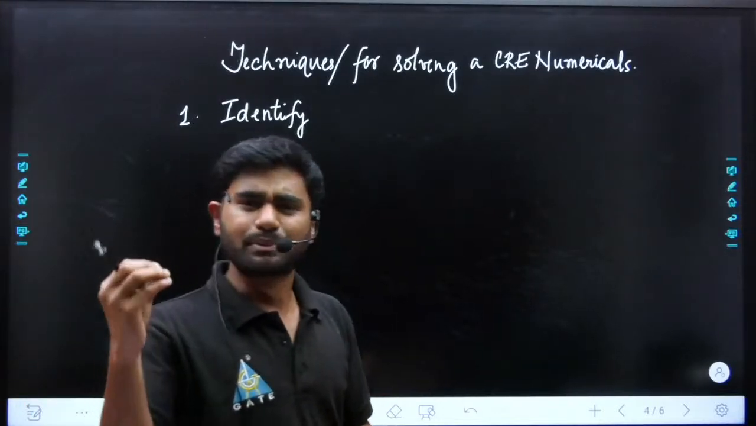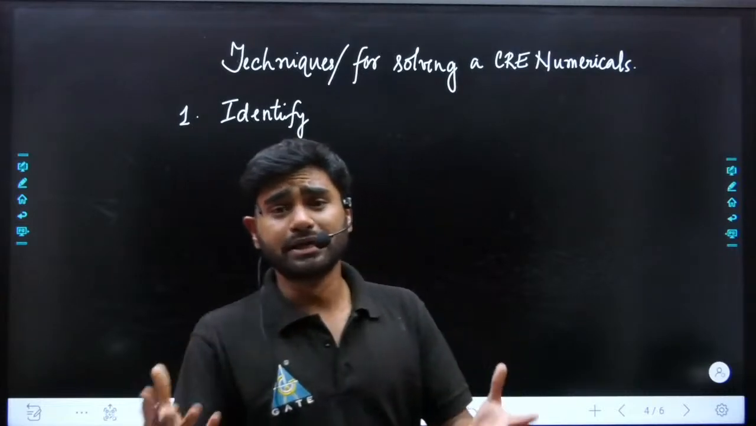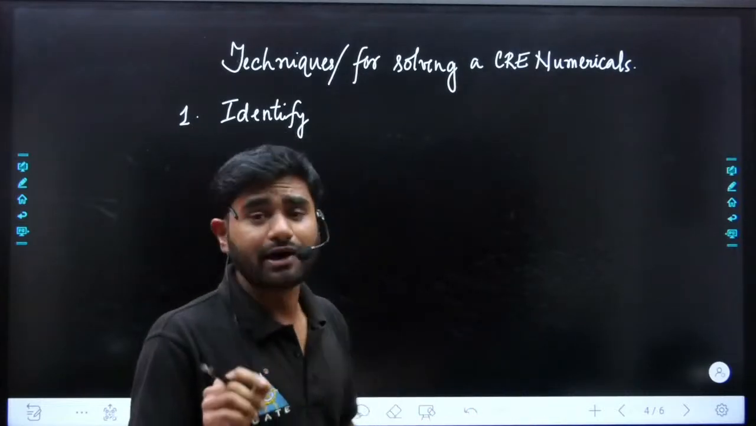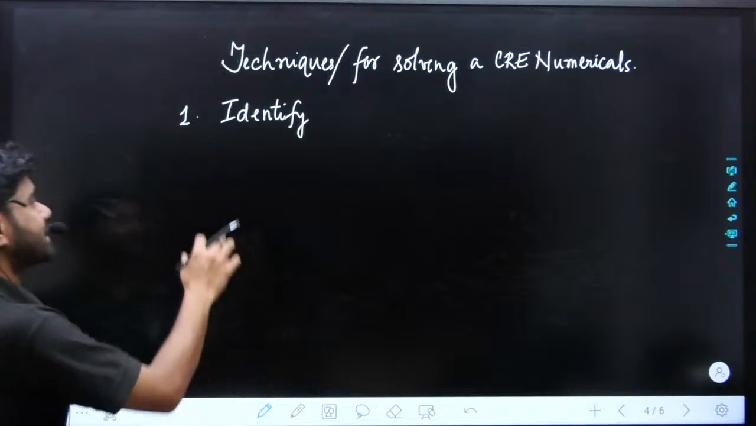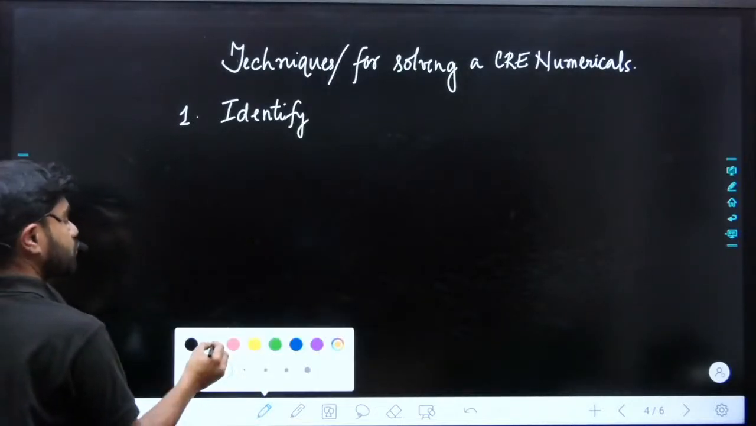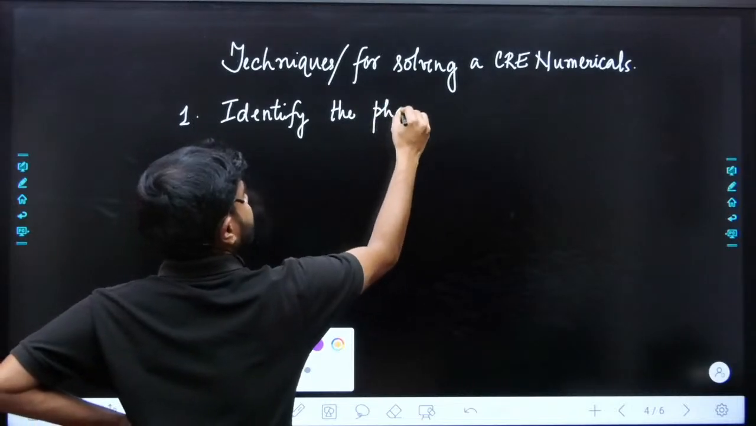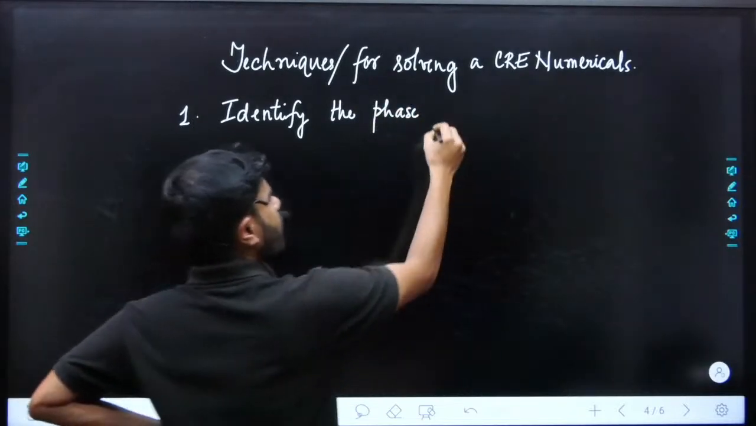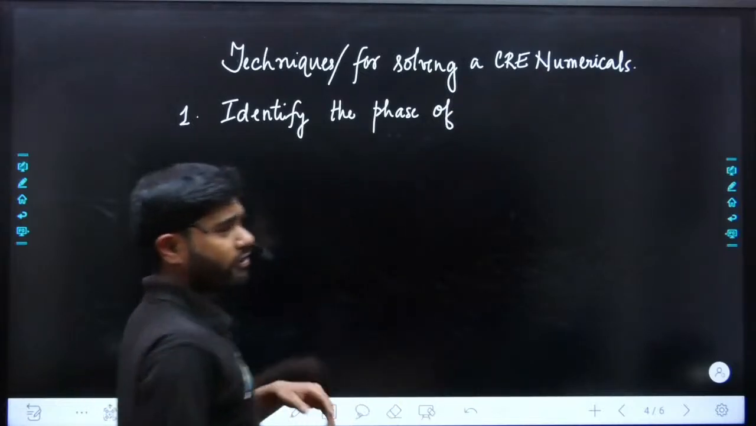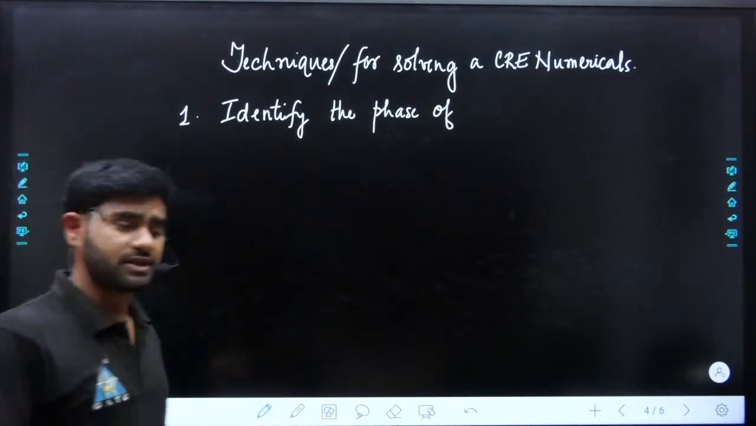Either it will be liquid, gas, or a combination of the two states, which we can call heterogeneous. So basically we need to identify the phase. We need to identify the phase of a reaction going on, of a reaction system or reaction mixture.